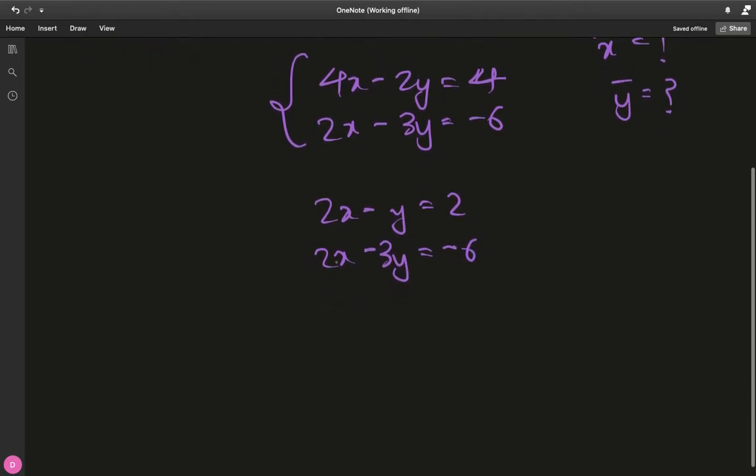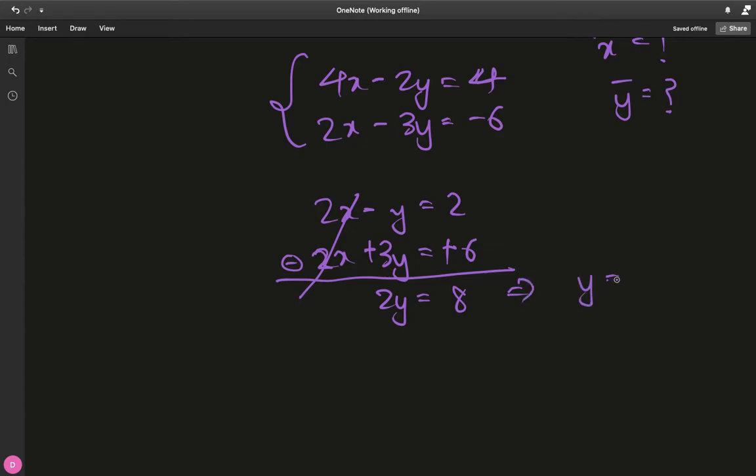So subtracting this second from the first, the 2x cancels out. 3y minus y, 2y is equal to 8, which means that y is equal to 4. But what did I say? That solution of y will be the mean of y, right? By the property of regression lines. So mean of y is 4.